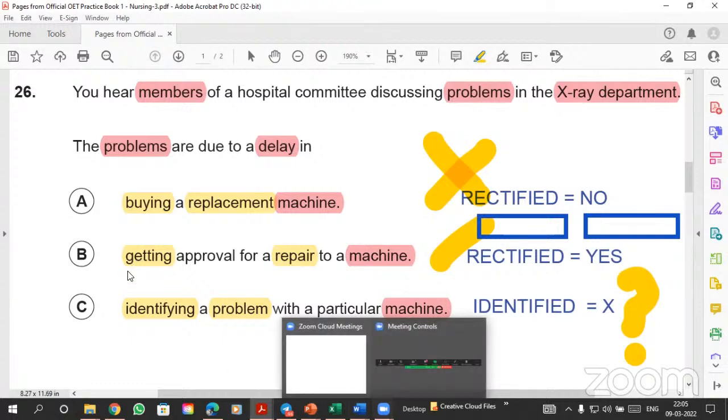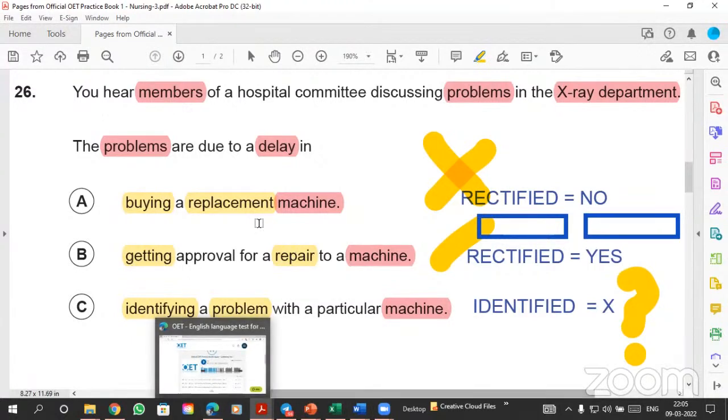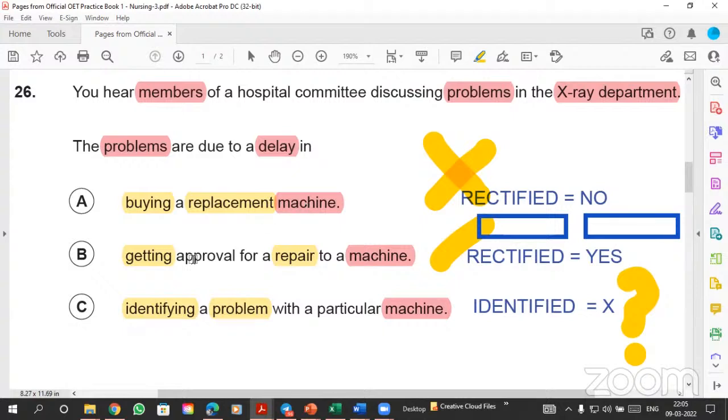Now see very carefully. Authorization means approval. So they are approving and buying. Buying means purchasing. Both the words are given. Do you know that authorization means approval? So that is important there.